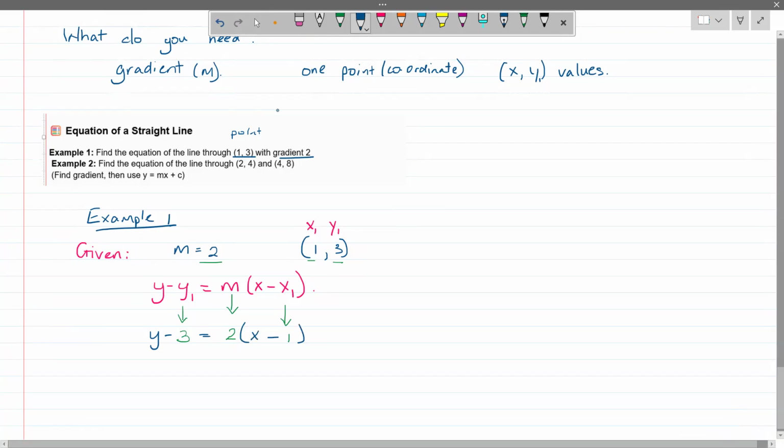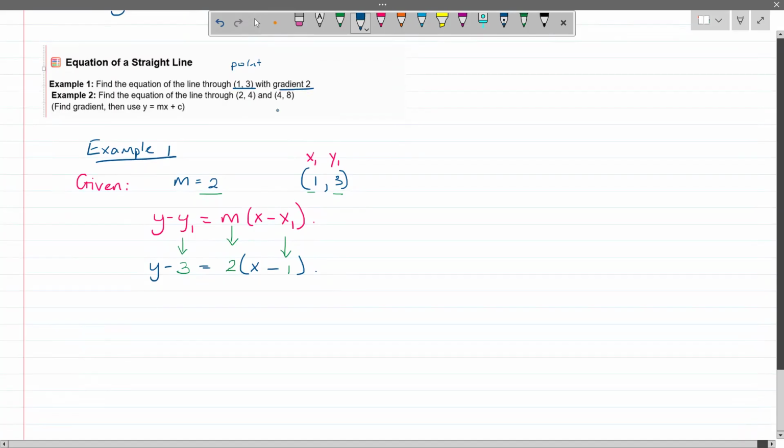y minus 3 is equal to 2 into x minus 1. We use our algebra skills to expand the brackets. 2x, 2 by negative 1. Always remember, you have to multiply by this negative value here. So you get minus 2.